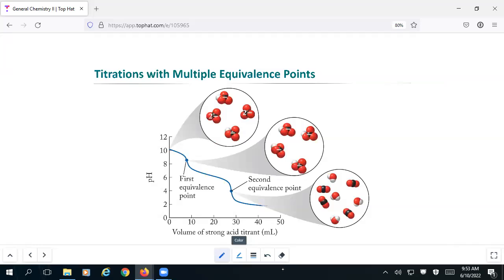If we have multiple equivalence points, like say we have a polyprotic acid, like phosphoric acid or sulfurous acid, or we have a base that is capable of giving up multiple hydrogens, or taking on multiple hydrogens, taking on multiple hydroxides. So the example they're giving here is carbonate ion finding its way down to carbonic acid.